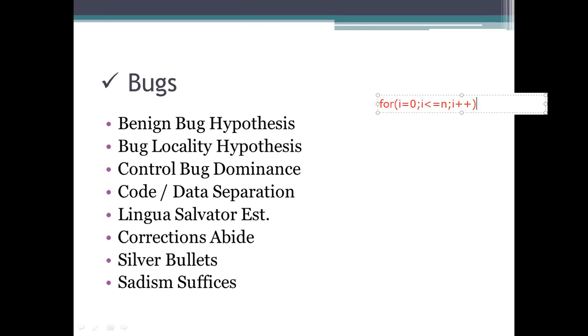If you think the bug means we are writing wrong statements, it's not. Bug means here which is a hidden one. i equals 0. From where do I need to start? From 0. Just I mentioned it as 1. i equals 1, i less than or equals to n, i plus plus. I just mentioned i equals 1 here.